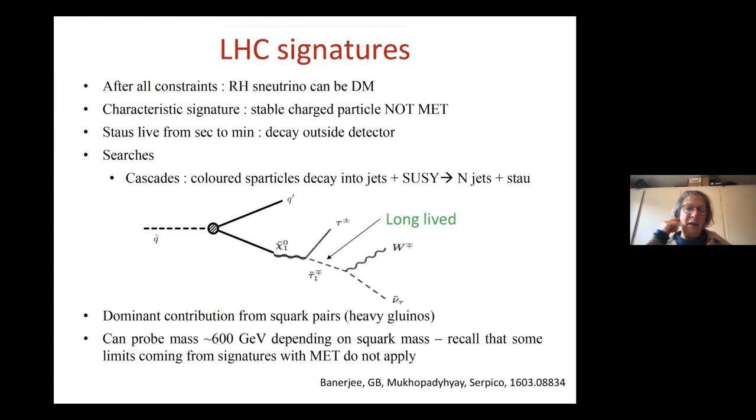Then the question would be how you look for them. First of all, you will have the characteristic nature of a stable charged particle, not missing energy. You can have the possibility that the tau lives from seconds to minutes and decays outside of the detector. So you have to redo all the conventional SUSY searches. For example, the squark searches, where the squark decays into a neutralino. In this case, the neutralino then decays into the tau, which then decays into the neutrino. And you have this particle here that is long-lived.